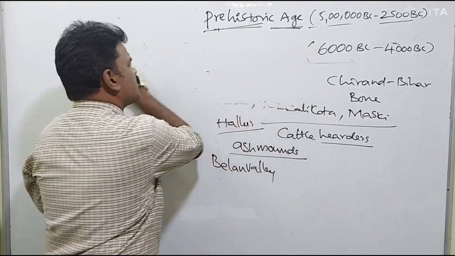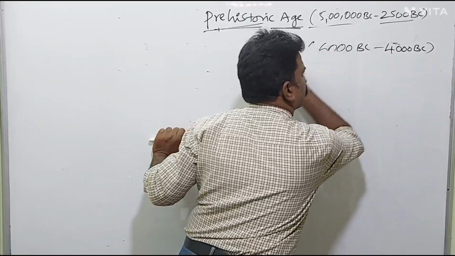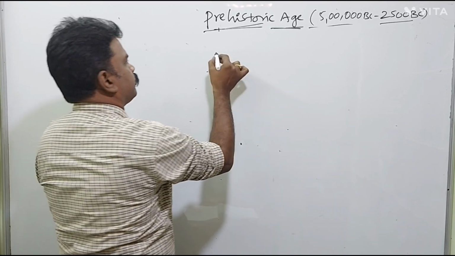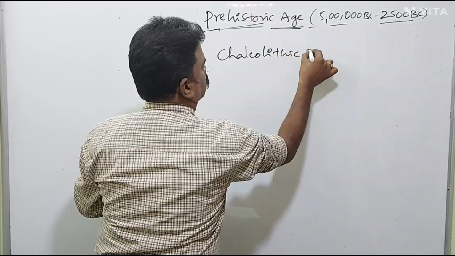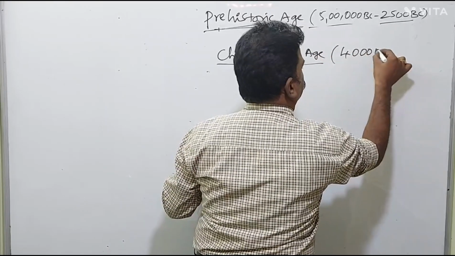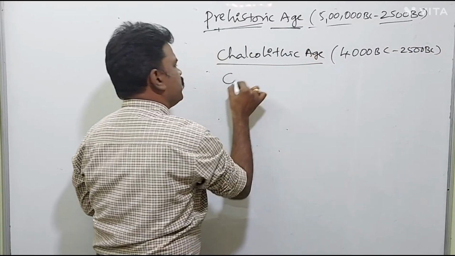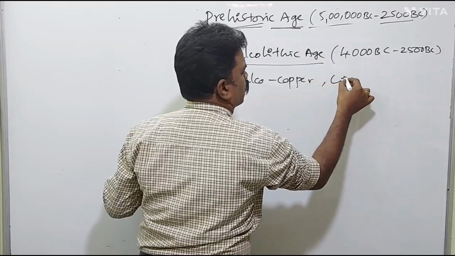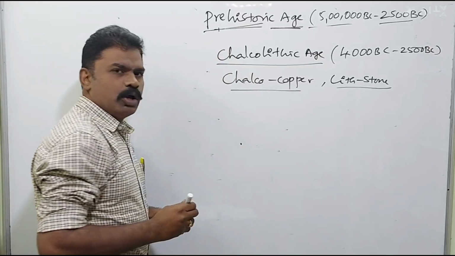Next, the last stage of the Stone Age was the Chalcolithic age. It is from 4000 BC to 2500 BC. Chalco means copper, lith means stone, so it is the copper stone age. That means both copper and stone were used during this period.